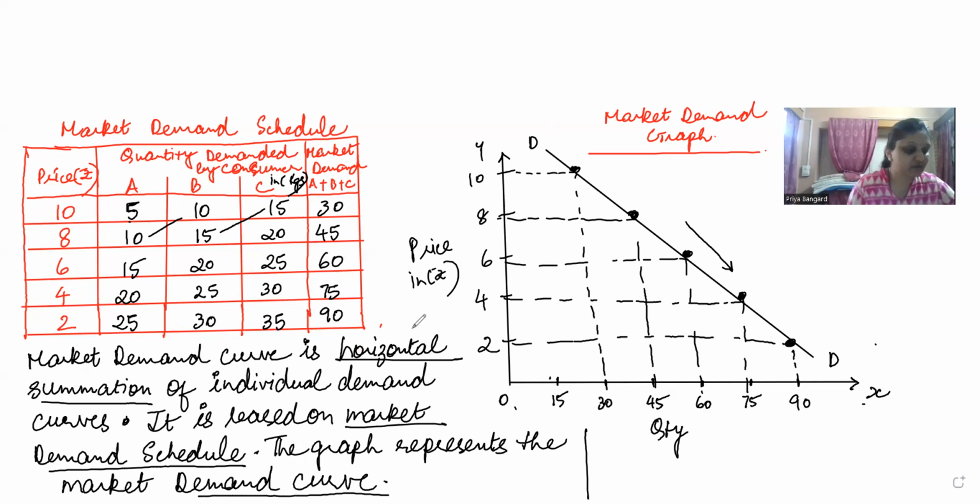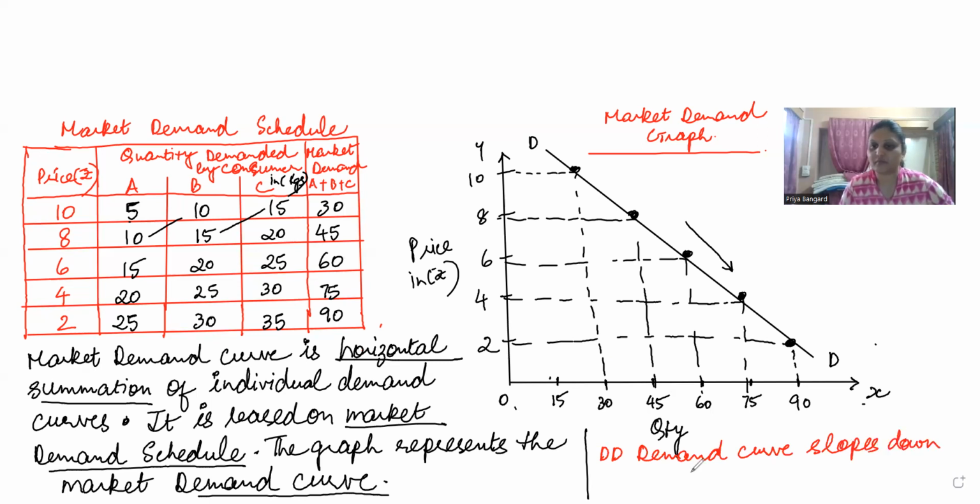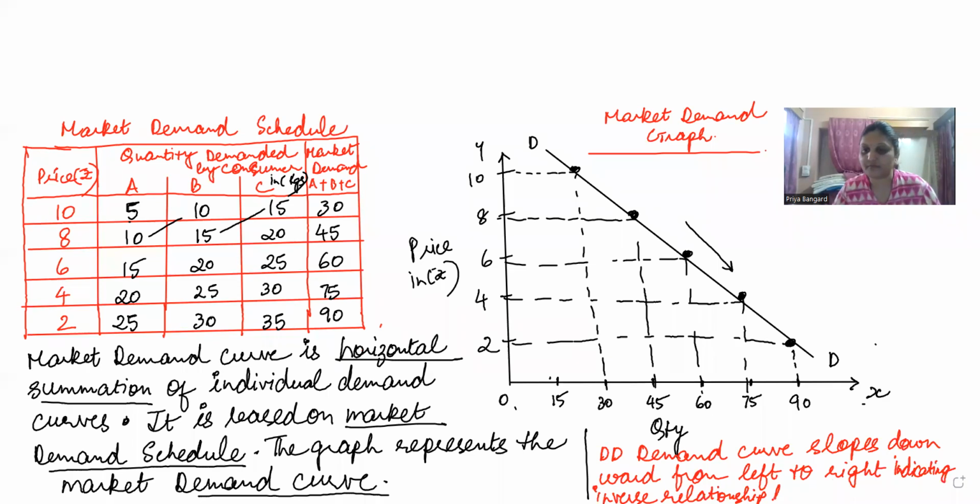So you have to write down DD demand curve slopes downward from left to right, indicating inverse या indirect inverse relationship between price and market demand.